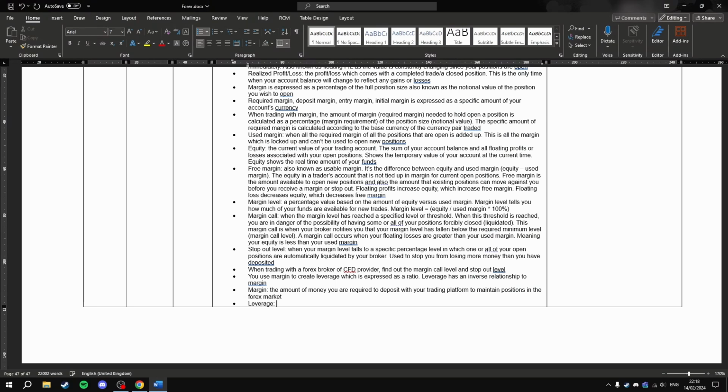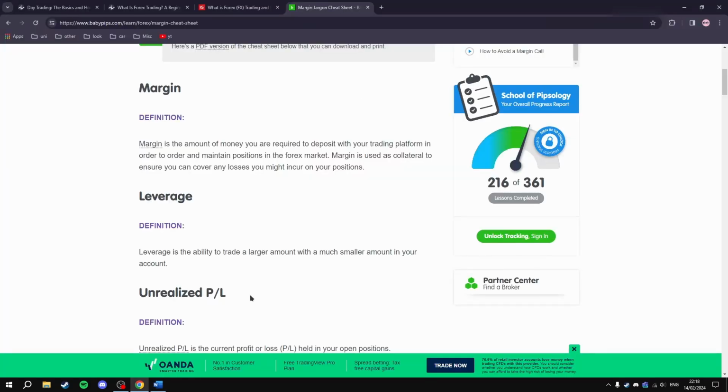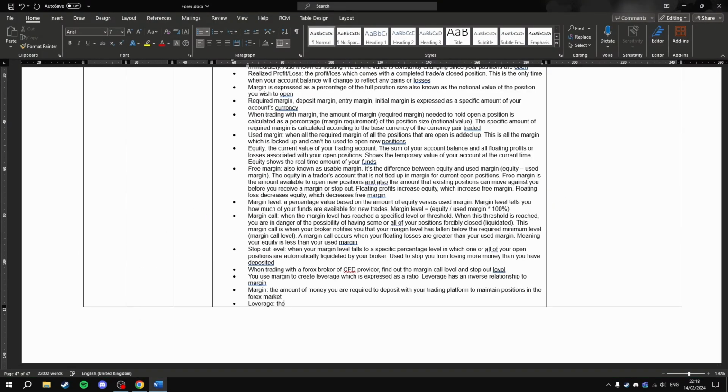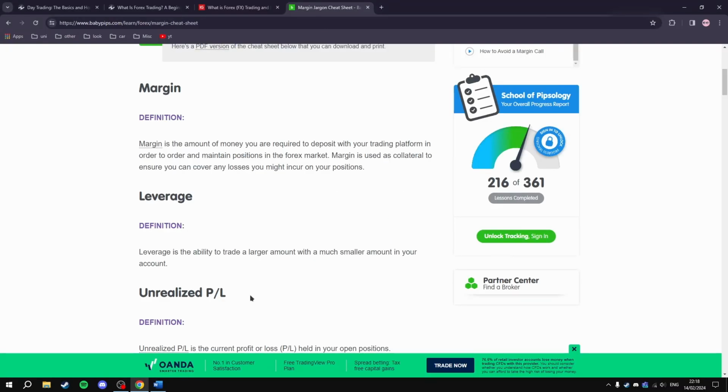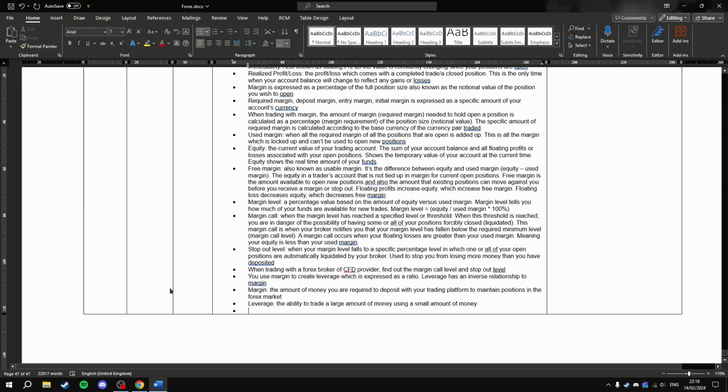Leverage. Leverage is the ability to trade a large amount with a much smaller amount in your account. Okay. The ability to trade a large amount of money using a small amount of money in your account.